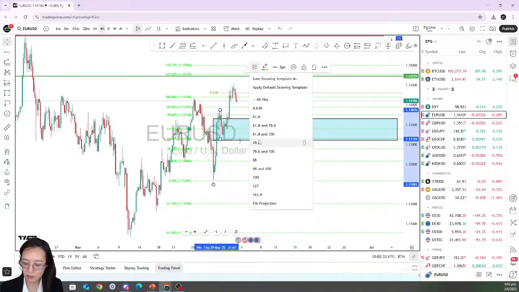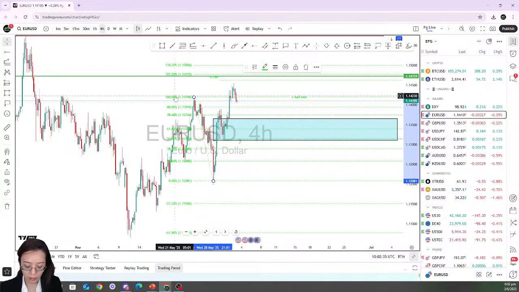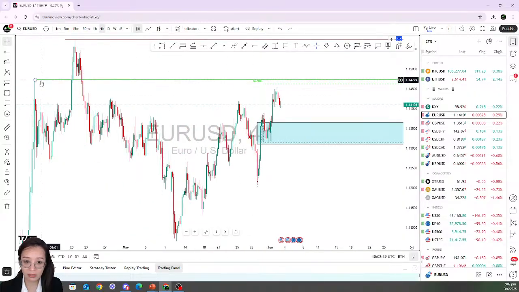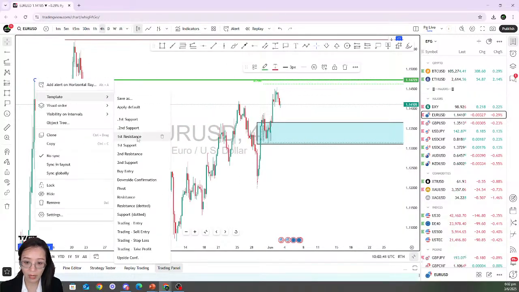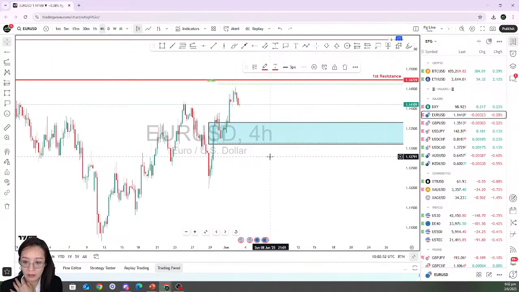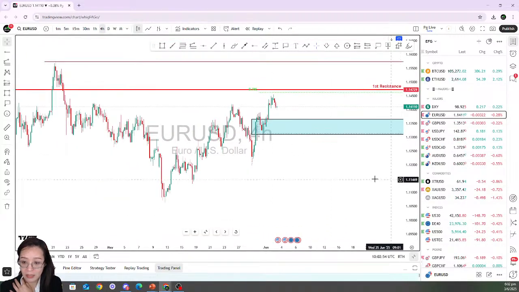61.8 projection, or 78.6, somewhere around there. I don't know why price stopped here, because you can look on the left. If you look here, let's say I will identify my resistance level. Why? Because this is not supply, right? There is no supply for me here, so I will just say this is my first resistance level. I still buy for EU.